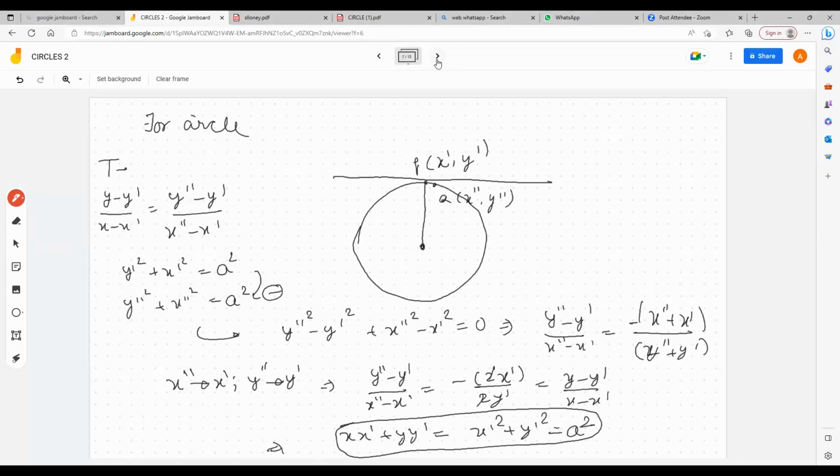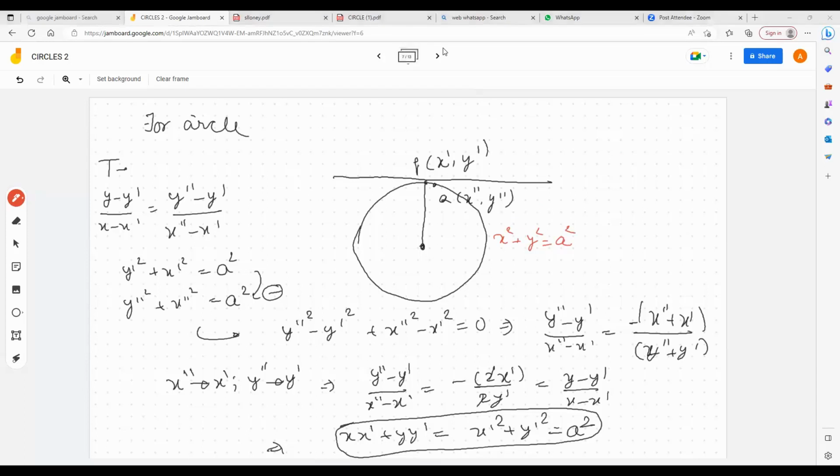I'm again stressing that in this segment of the chapter, we will find things first for the standard equation of the circle, and then we will extend it to the general case. Okay, so let us see. Let us take the equation of this circle as x square plus y square equals a square.